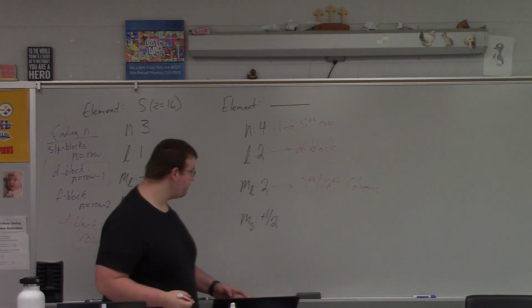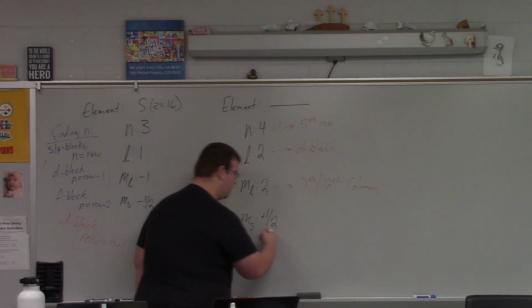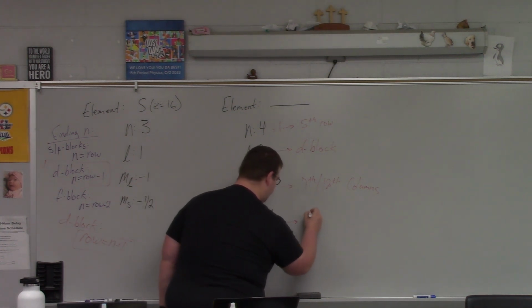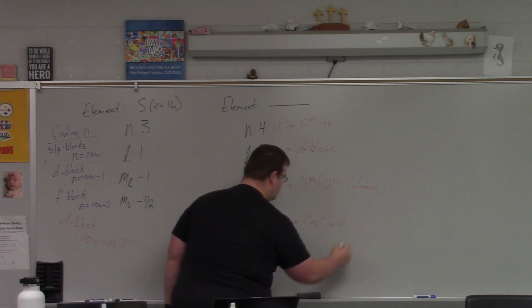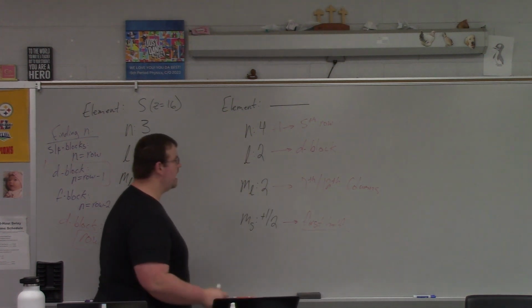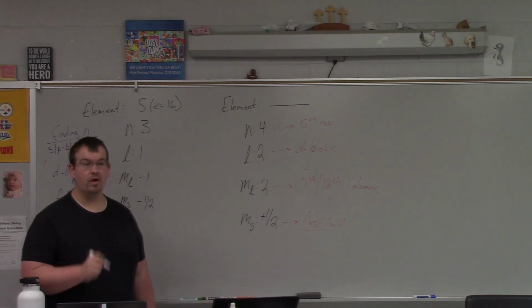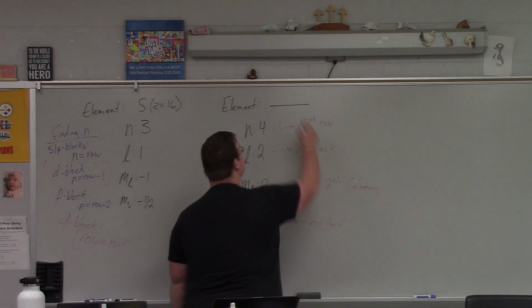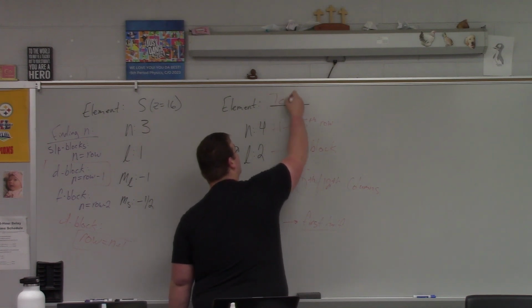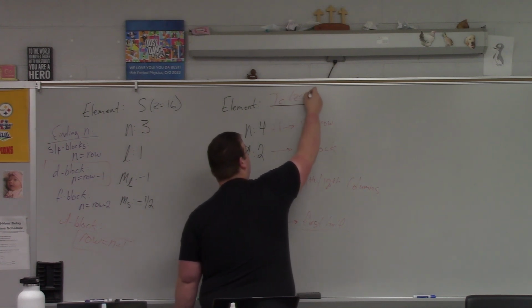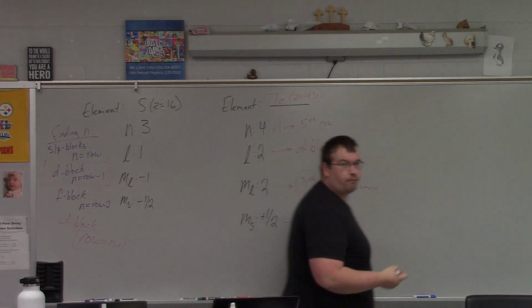How do I tell the difference? Spin quantum number. First half. So when we look at this, I'm in the first half, which means I'm on the 7th column of the D block in the 5th row, which tells me this is technically element number 43.